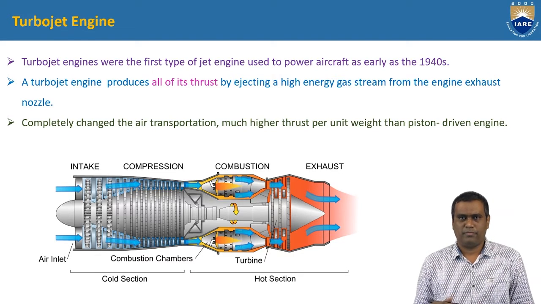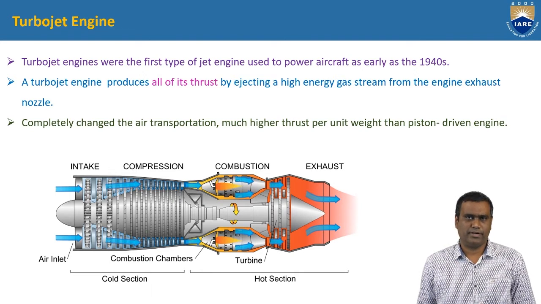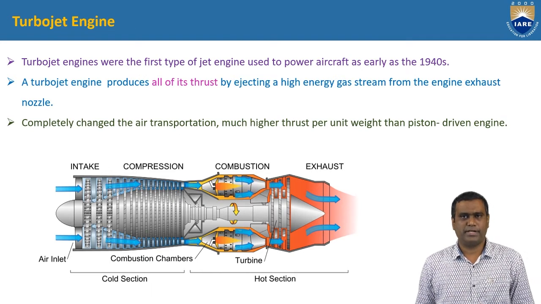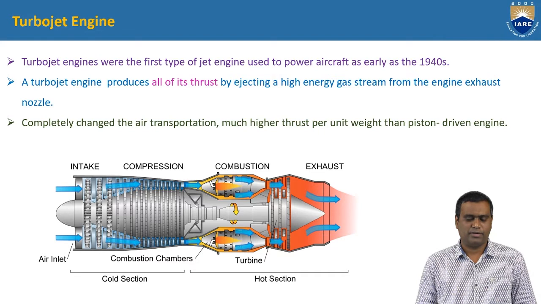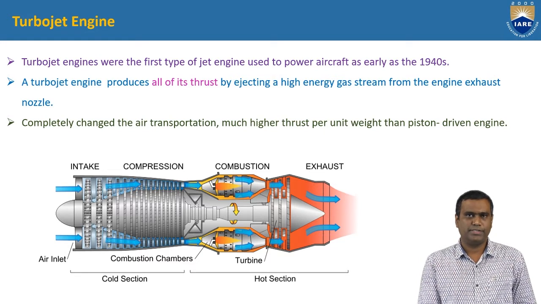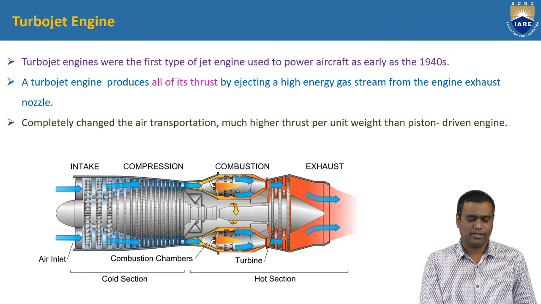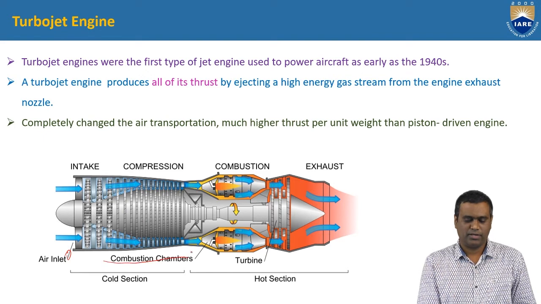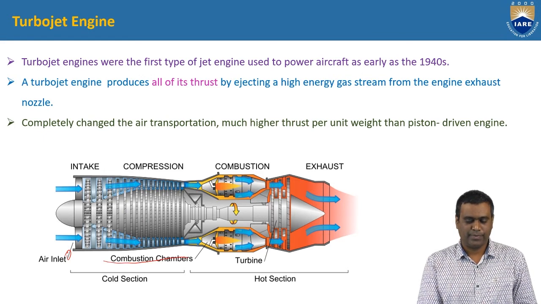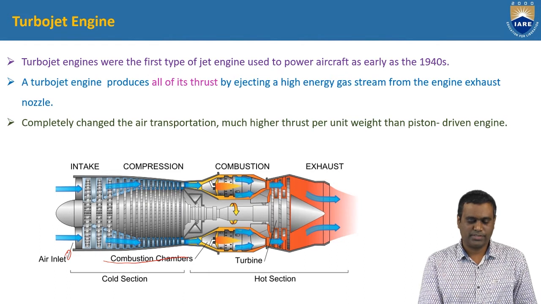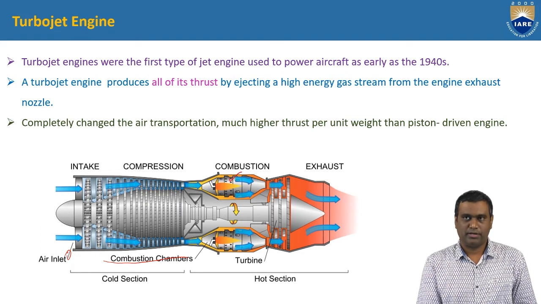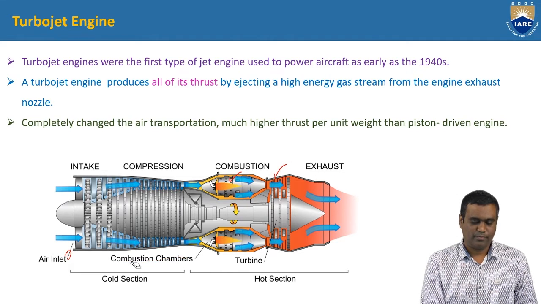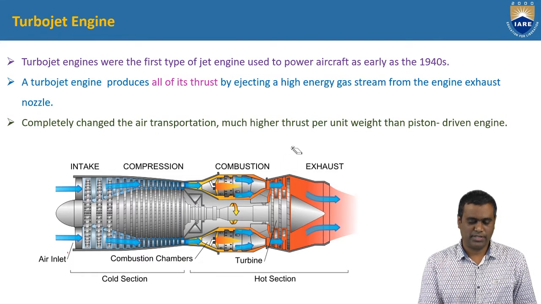Military fighter aircraft and fast business jet aircraft use turbojet engines. And these are the major components of a turbojet engine: inlet and compressor, that is the compression section, combustion chambers, and then turbines, and then the exhaust section.